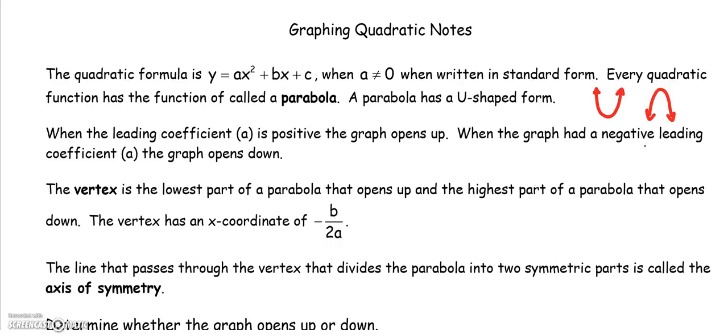The vertex has an x-coordinate of negative b over 2a. Once you know your x-coordinate, you can substitute into your equation to get your y-coordinate, so you can get the point of the vertex. The line that passes through the vertex, just on these little pictures we have a vertex here, the line that passes through the middle of them is called the line of symmetry. It divides the parabola into two symmetric parts.